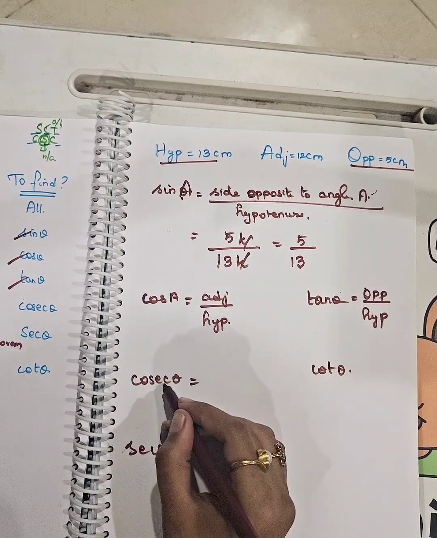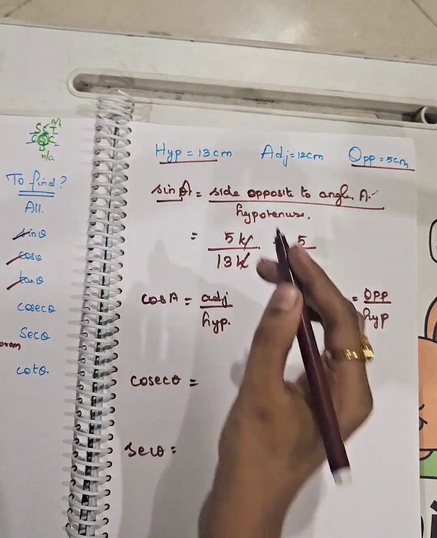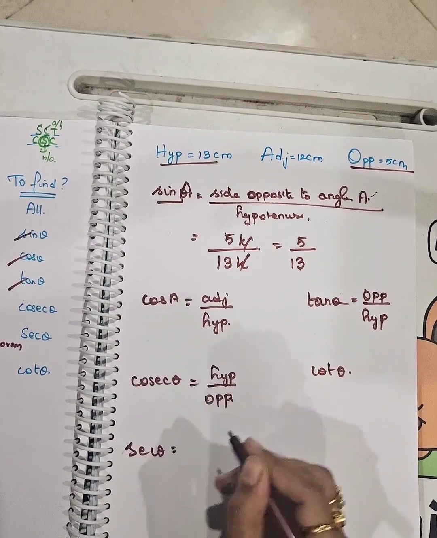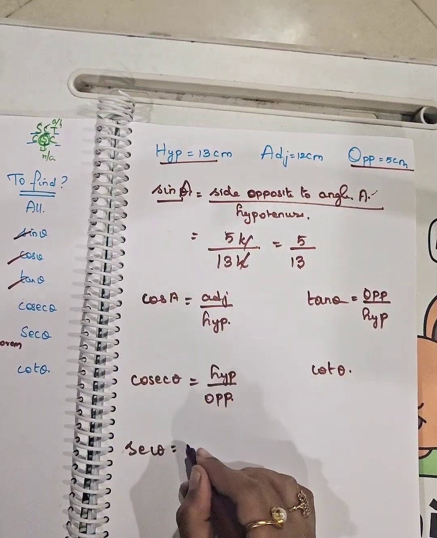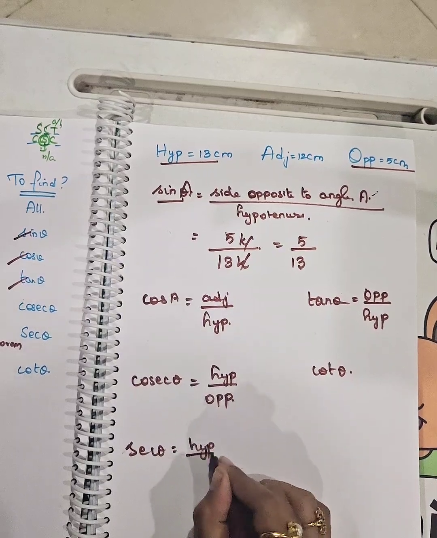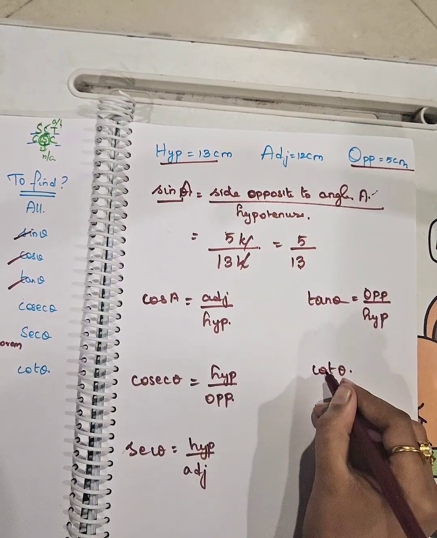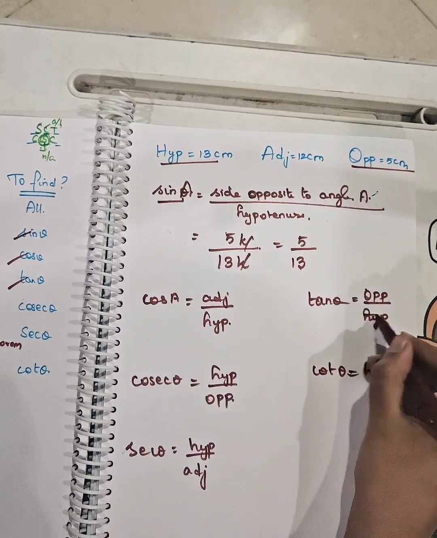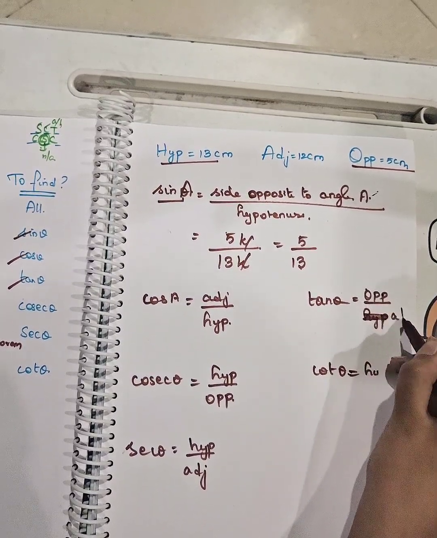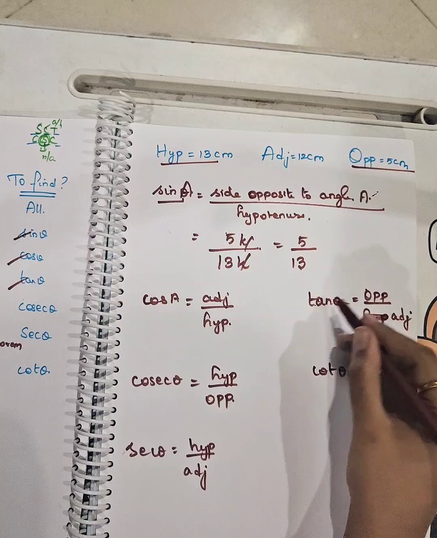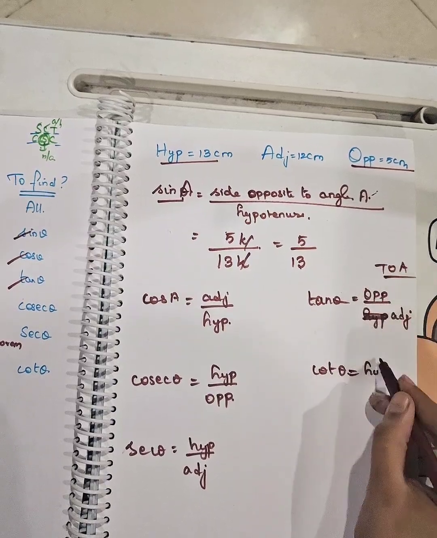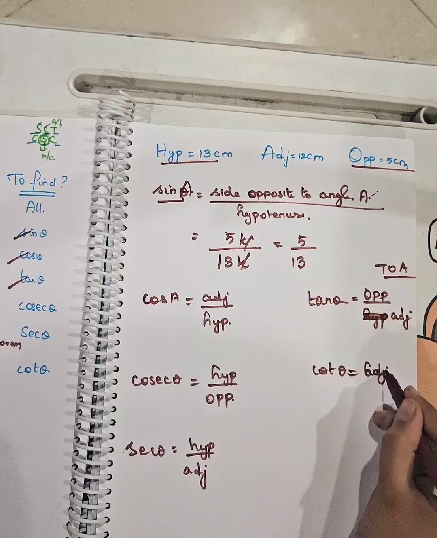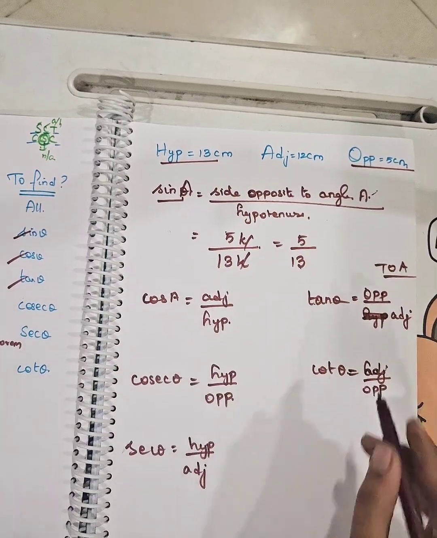What is cosecant? The reciprocal of sine. So it would be hypotenuse by opposite. Secant, reciprocal of cos: hypotenuse by adjacent. What is cot? Reciprocal of tan. So this is not hypotenuse. Tan is opposite by adjacent, so cot is adjacent by opposite.